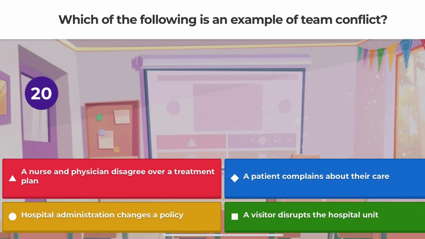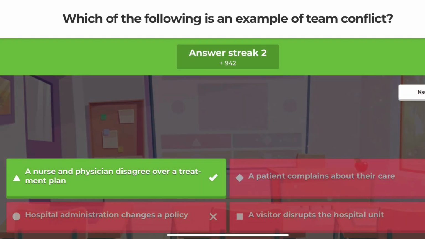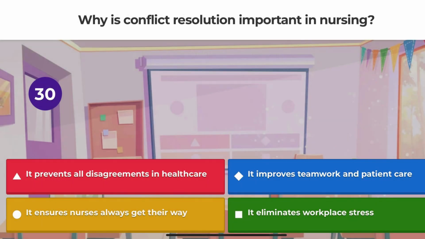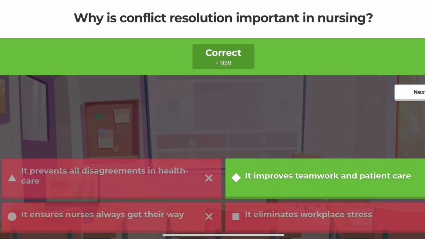Question 3 is, which of the following is an example of team conflict? And the answer for this one is the triangle. A nurse and physician disagree over a treatment plan. Question 4, why is conflict resolution important in nursing? And the answer to that one is also the diamond. It improves teamwork and patient care.